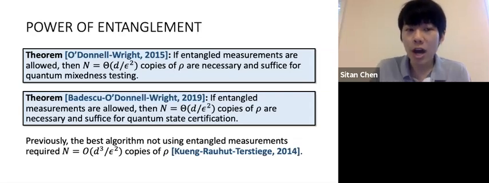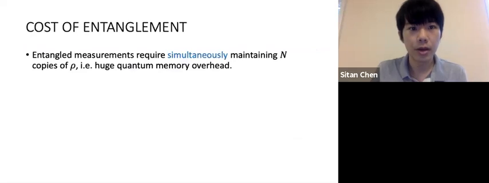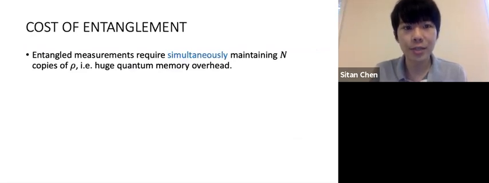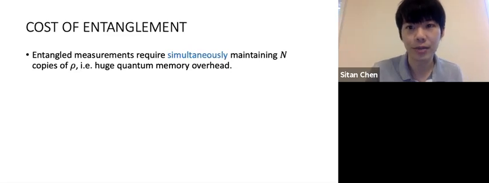So why would one possibly care about non-entangled measurements for quantum property testing or learning? The main issue is that entangled measurements incur this prohibitive cost in terms of memory overhead. So you really need to simultaneously maintain all N copies of rho, and this is actually substantially outside of what we could achieve in practice right now.